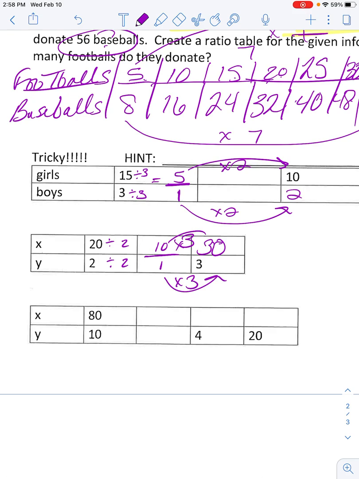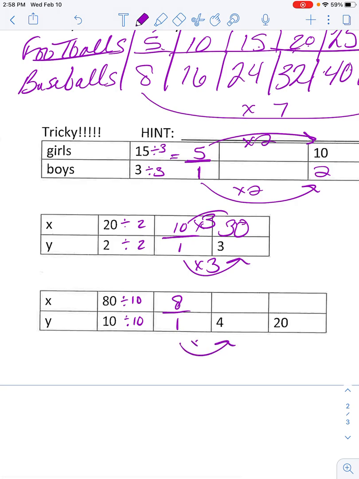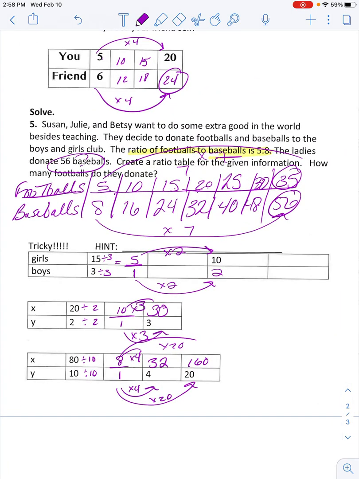You try this bottom one. Simplified, you get 8 over 1. How do I get from 1 to 4? Times 4. How do I get from 1 to 20? Times 20. 8 times 20 is 160. Okay. Again, it's all about just making equivalent fractions.